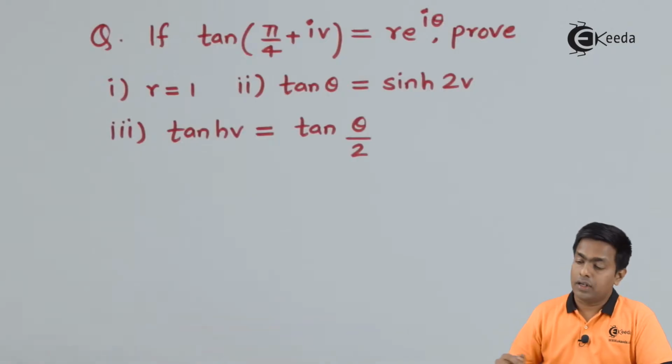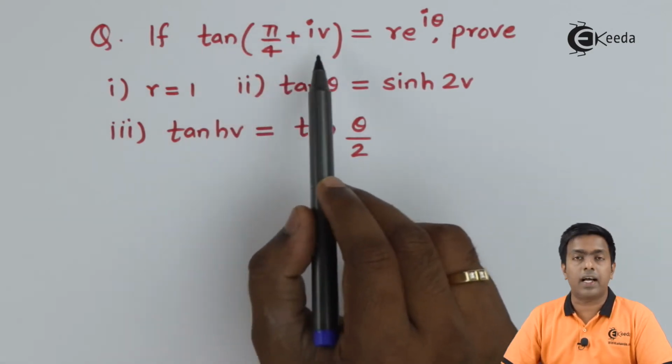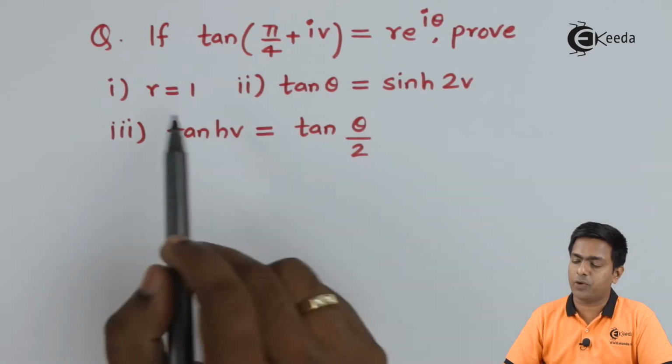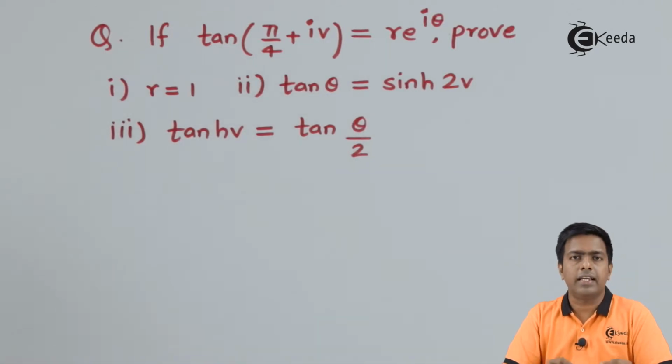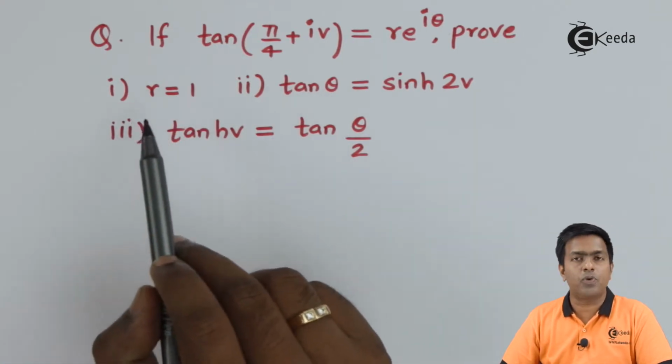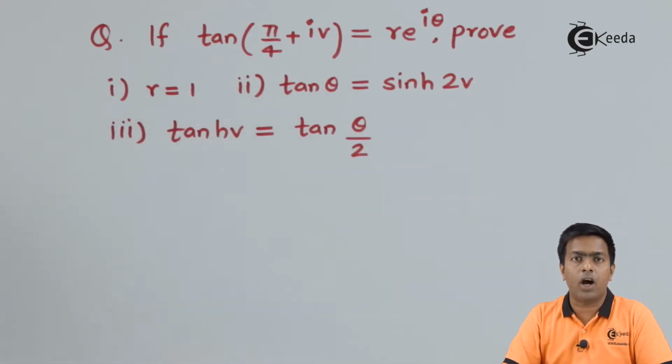So here tan of pi by 4 plus iv is given as r into e to the power I theta, and we have to prove 3 results. So guys, let's take one result at a time. So we'll first prove r equal to 1. Now how to do that?